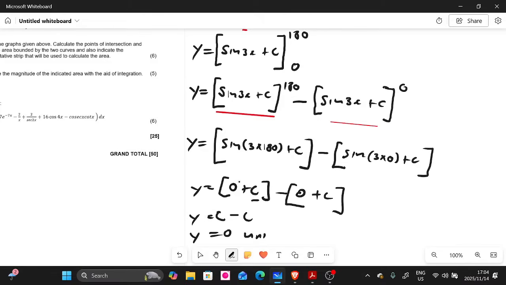Unit square. We do not have the limit here. I hope you guys understand. We do not have the limit on this one. It means that our limit is 0. So you're supposed to do everything though, just in case you were not so sure.